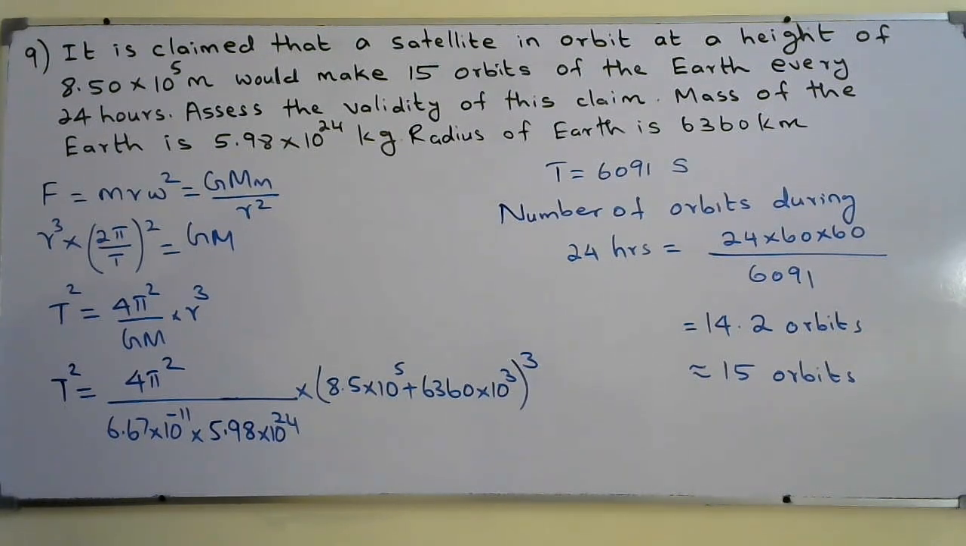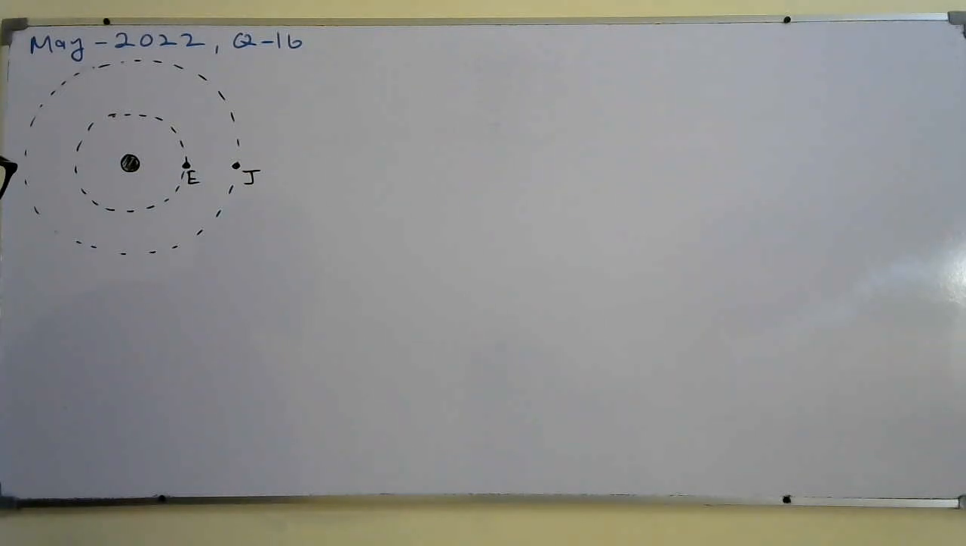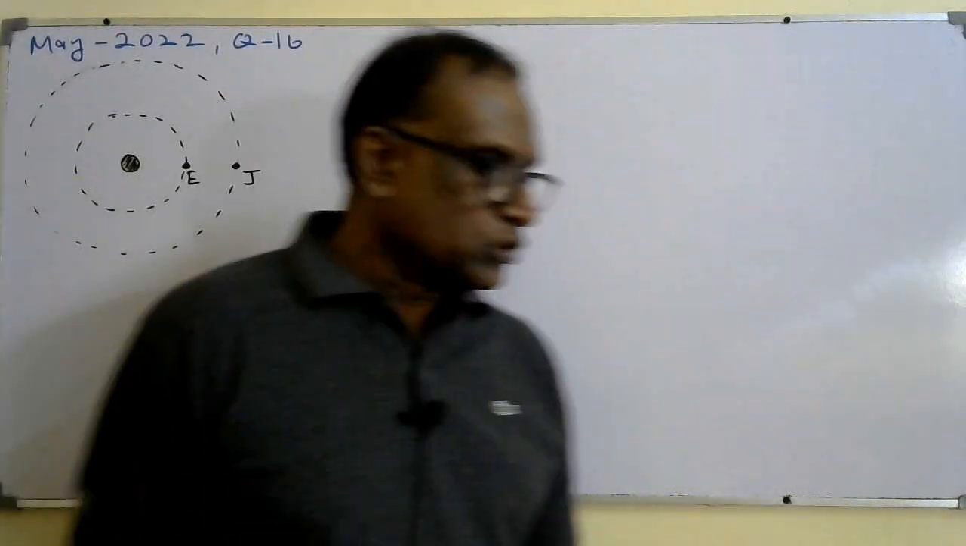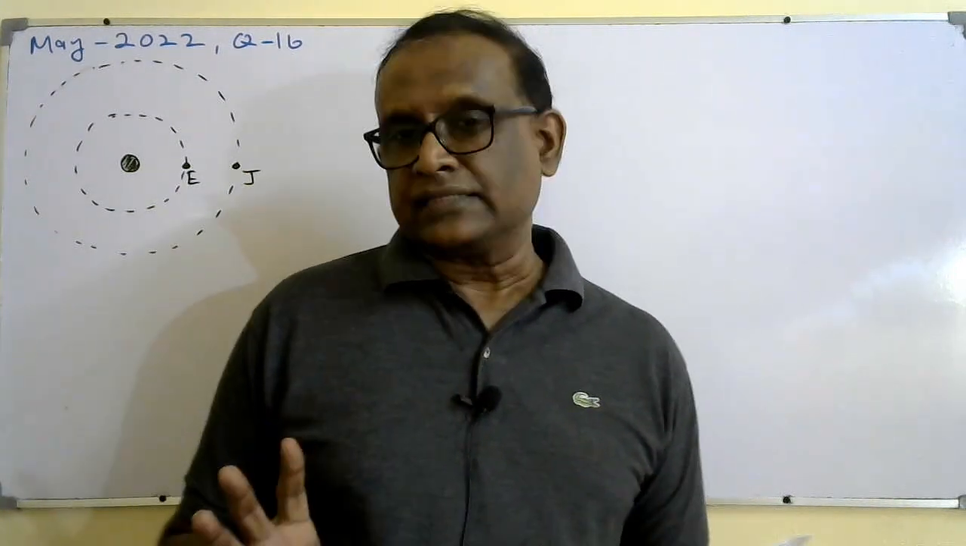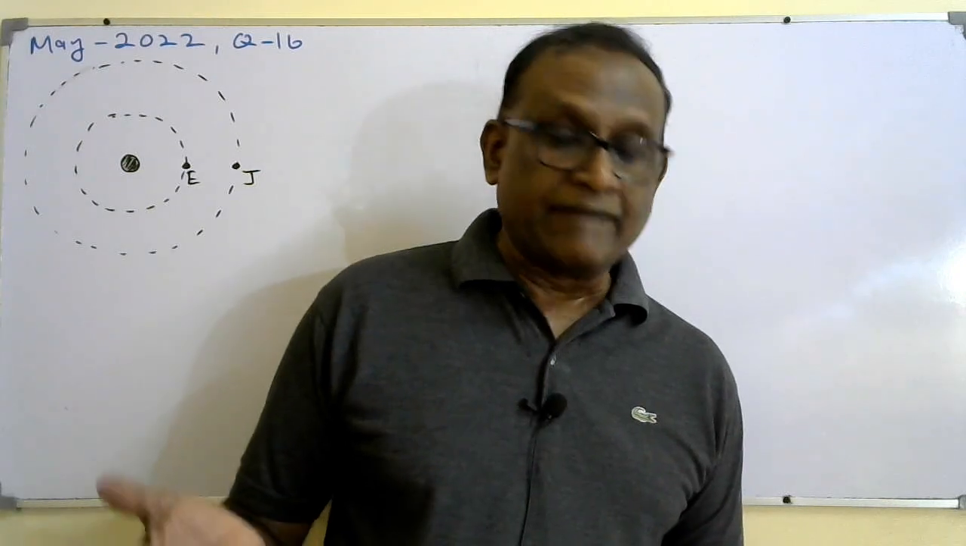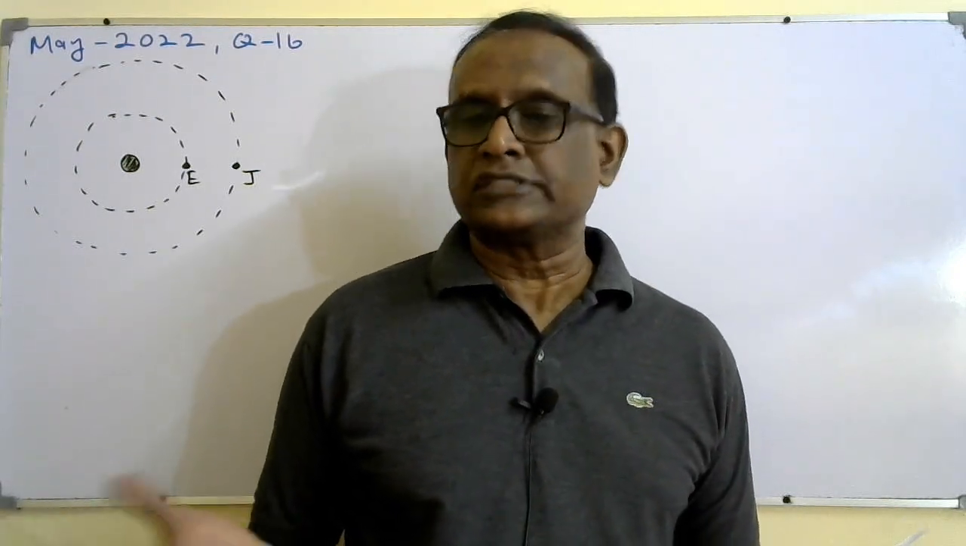Okay, so this is May/June 2022, question number 16. Part A, first part, nothing we haven't come across several times: we have to show that T squared is proportional to r cubed, that's Kepler's law. So I am not doing it.